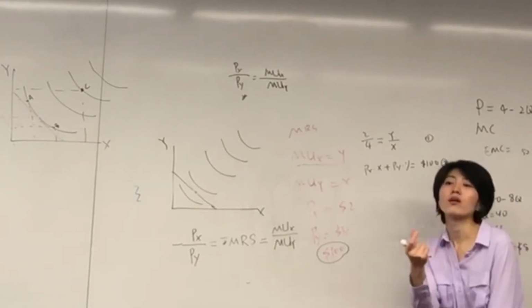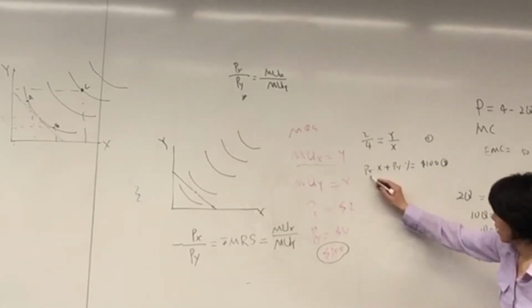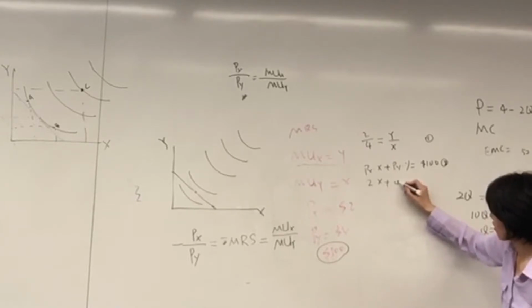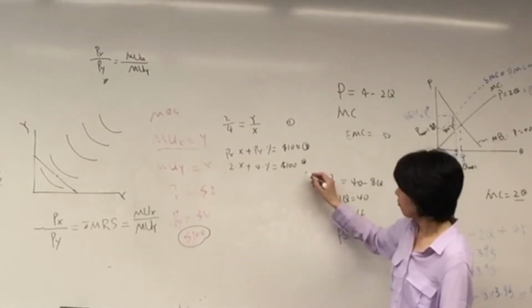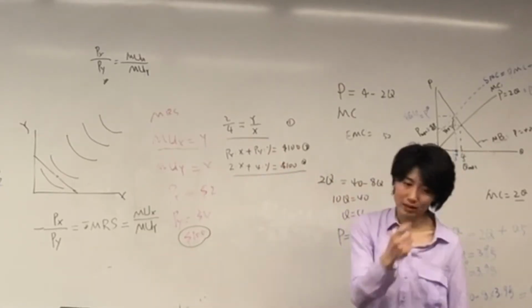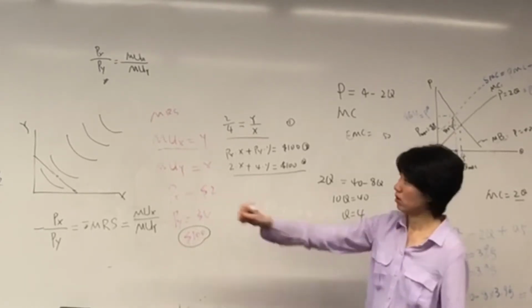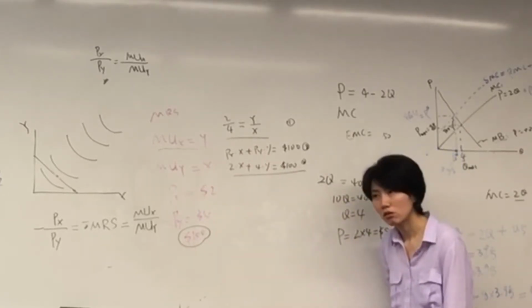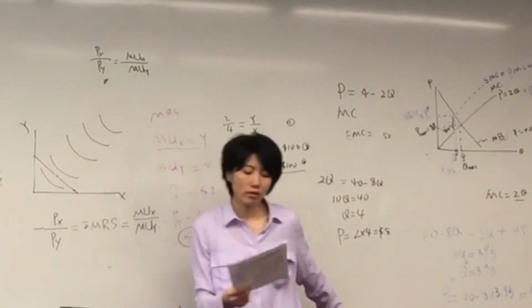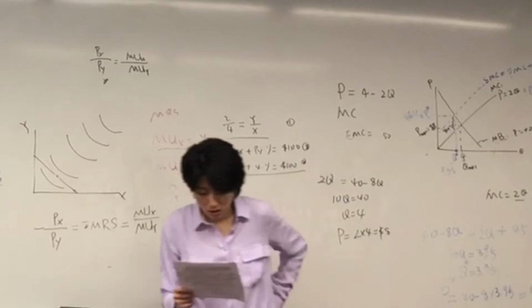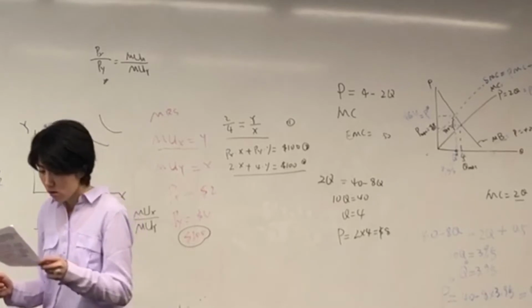X and Y are quantities, right? Quantity of X and quantity of Y. Given that the price of X is $2 and the price of Y is $4, with income of 100. That's chapter 4. Any questions so far?